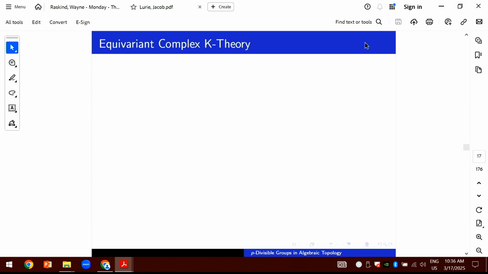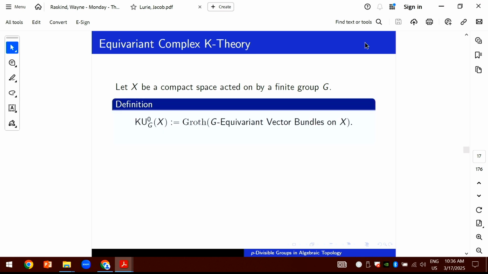So I actually want to consider a variant of this construction where you start with a space X with an action of a finite group G. You can give a similar definition, except instead of vector bundles, you consider G-equivariant vector bundles. And then you get an invariant KU_G^0 of X, G-equivariant K-theory of X. And this extends also to a cohomology theory, which I'm going to denote by KU_G. It extends to what's called an equivariant cohomology theory.